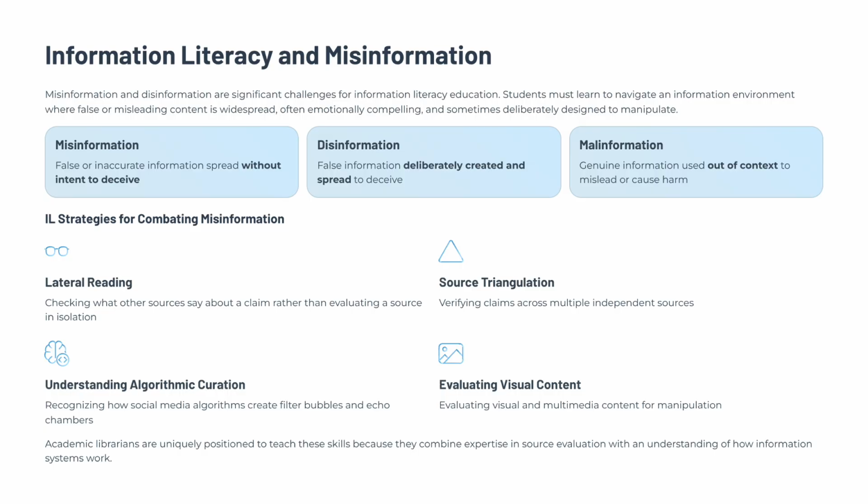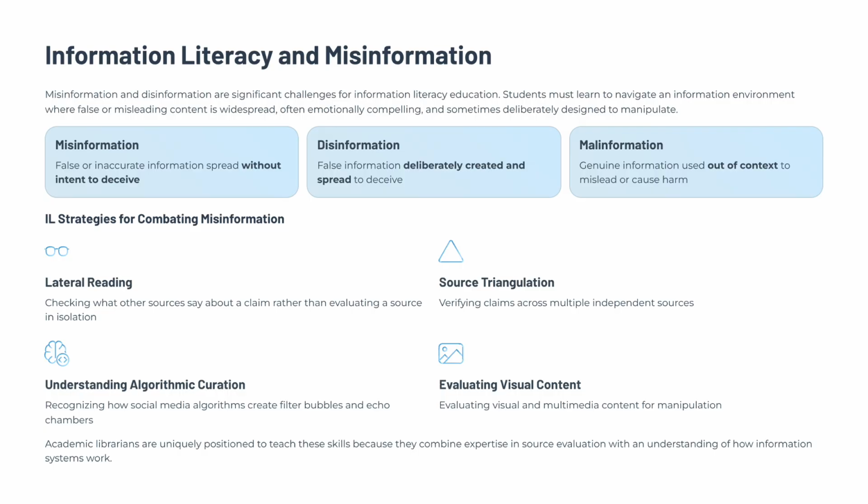A state actor creates fake news articles to influence an election. That's disinformation. Malinformation is genuine, true information used out of context to mislead or cause harm. Someone takes a real statistic and frames it in a way that creates a false impression. That's malinformation. All three are problems and they require different responses.